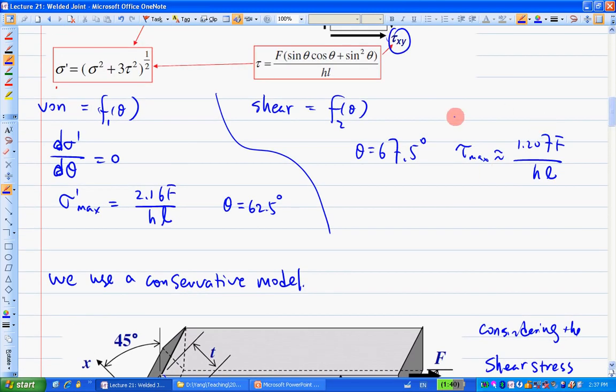So remember, when we calculate the maximum here, that's 1.207, right? So basically that's greater than this one, which means the stress at here is 2.16 F over HL.